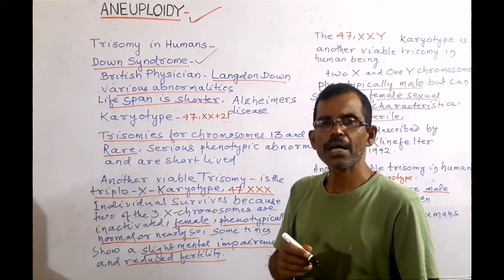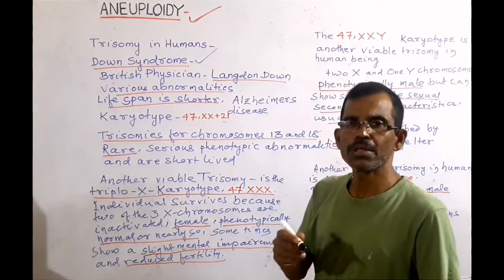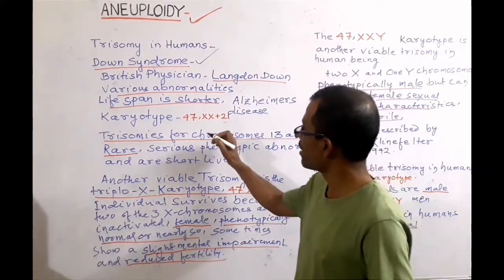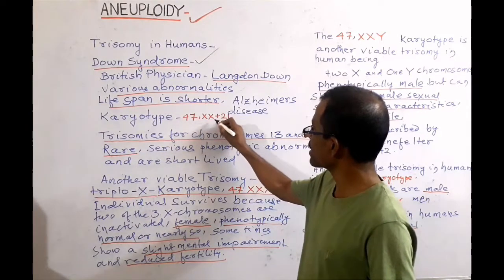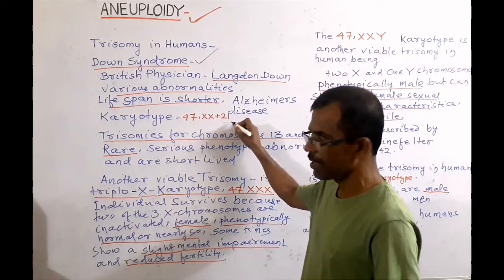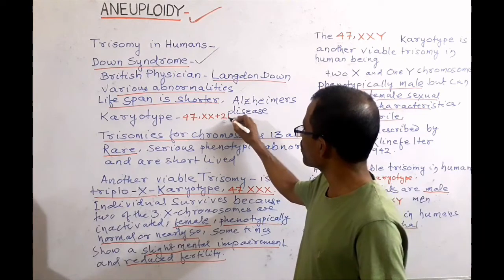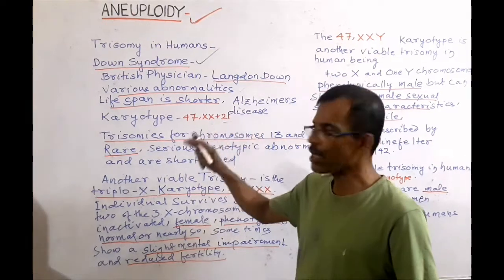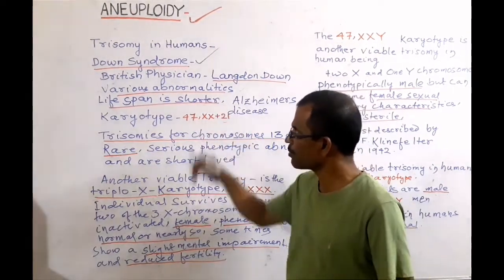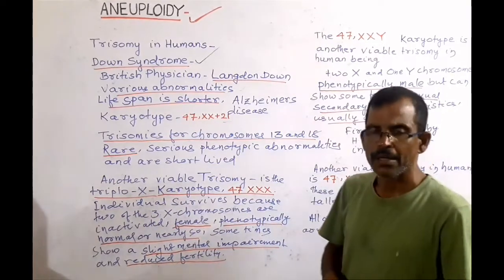So the karyotype of the individuals with Down syndrome is written as 47,XX plus 21. It means the chromosome 21 has 3 copies. This is about Down syndrome.